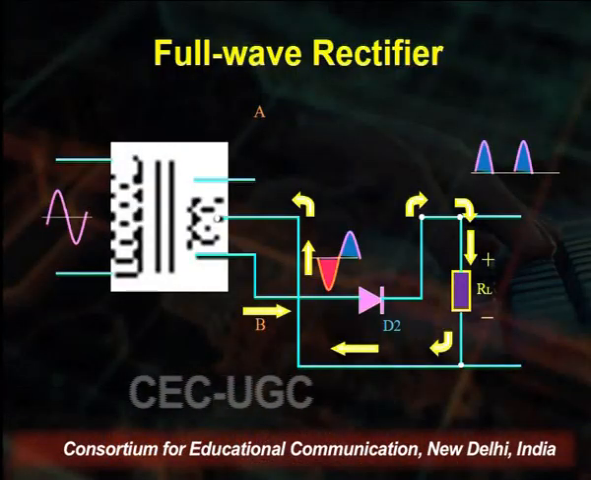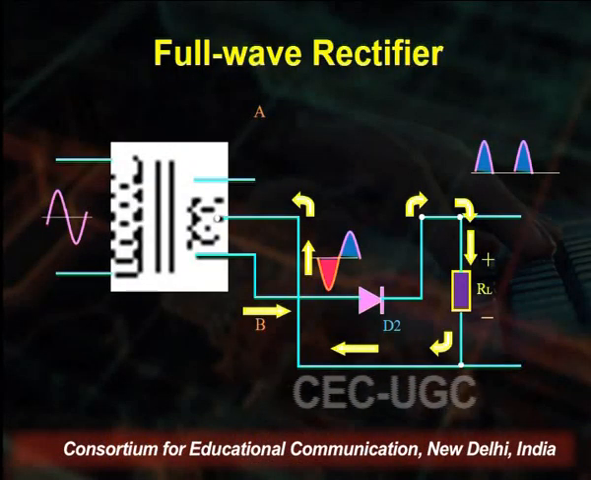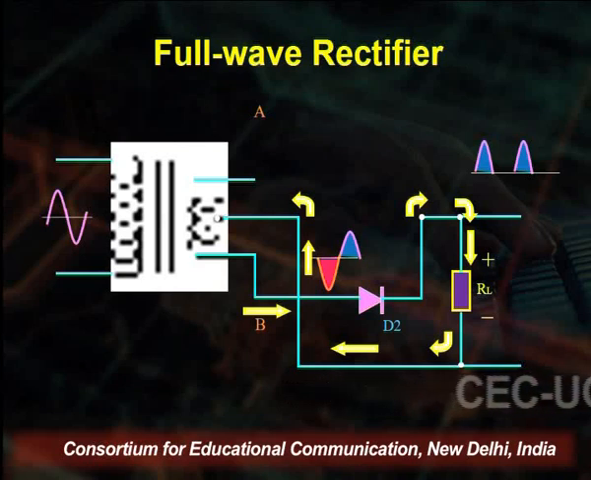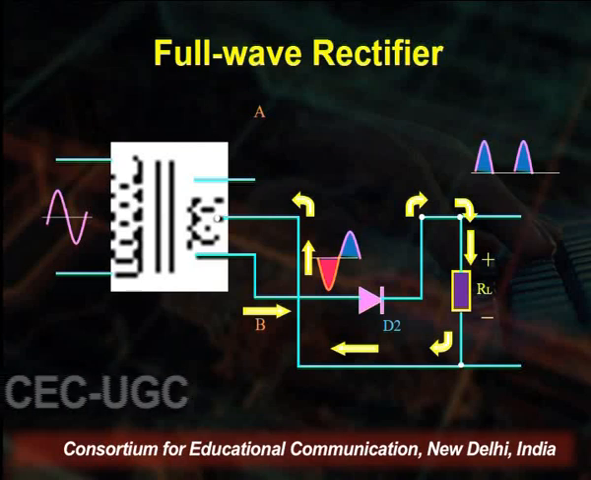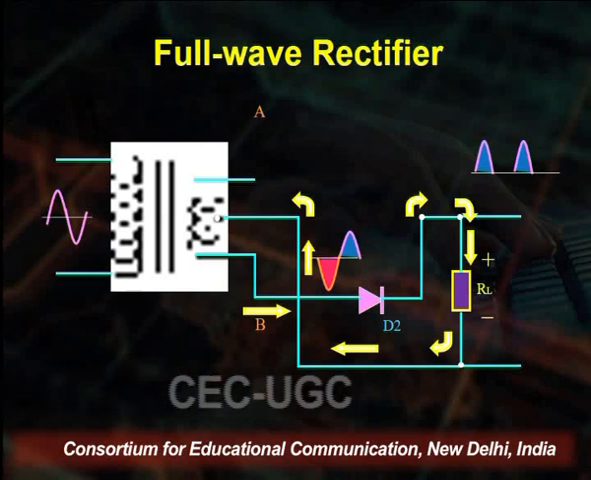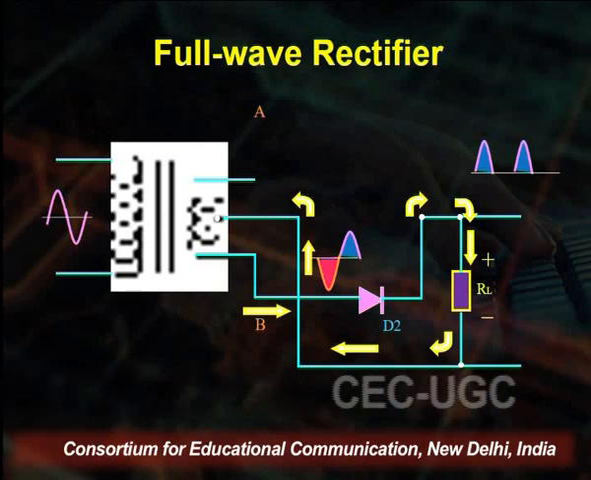The current will now flow from A through D1 through a load resistance to the center tapping of the transformer. This produces a voltage with positive polarity, as we have in this diagram. You see here, only this part will give the output. On the left-hand side we have the full cycle and on the right-hand side we have the output.